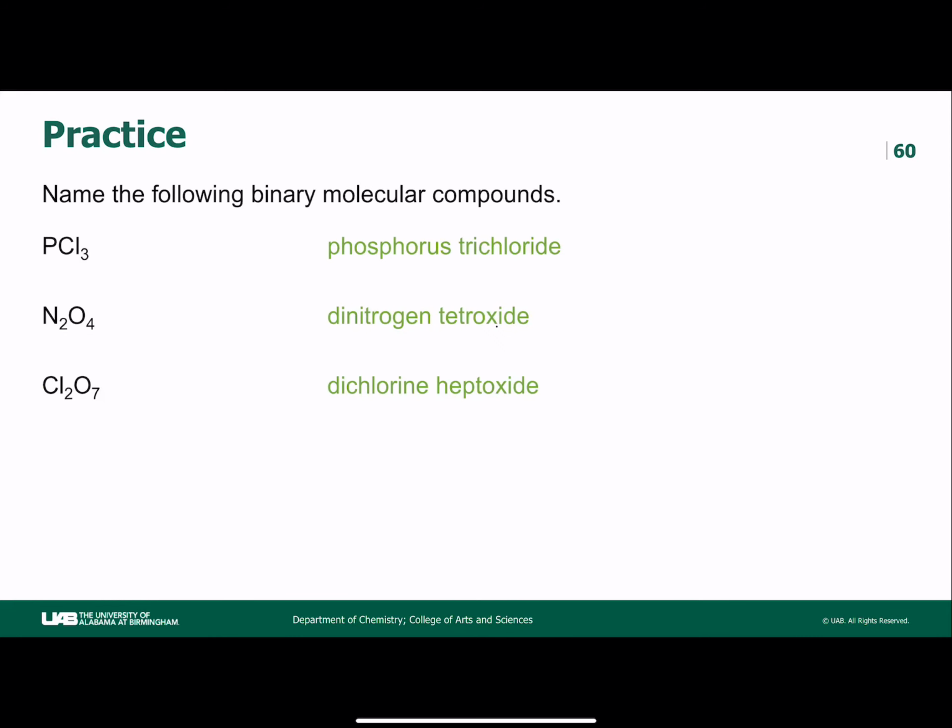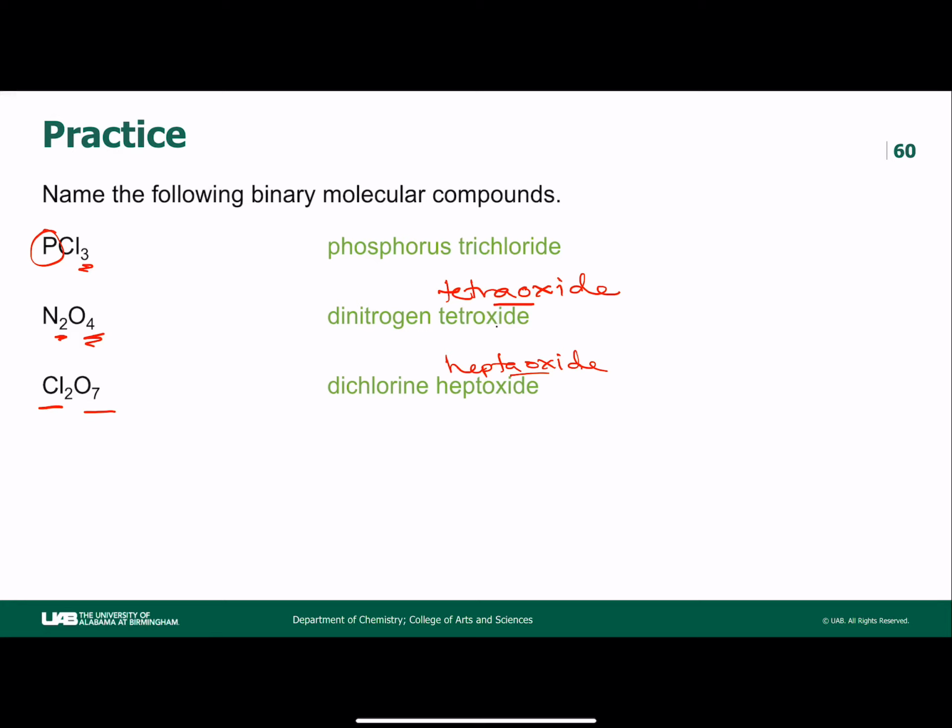All right, here are some other ones. Your copy of the notes doesn't have the answers, hopefully, and so here are the answers for these. PCl3, 1 phosphorus. You don't need the mono in front of it. 3 chlorides, so trichloride. Dinitrogen tetroxide. Right? We put these 2 together. It's a little clunky, so we drop that A. Dichlorine heptoxide. Again, we dropped the A here because the 2 vowels together sounds a little clunky.